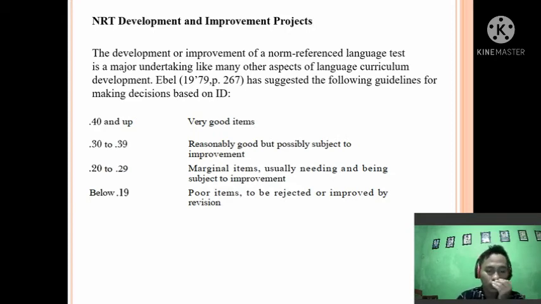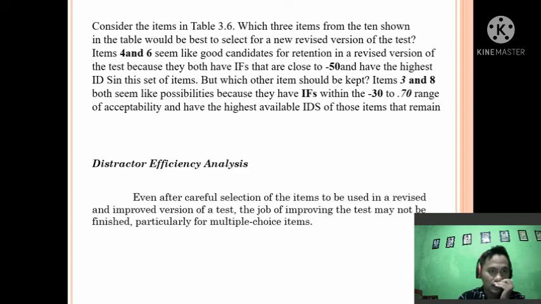Okay, the next one is the item table, Table 3.6, with 3 items. Which items from the table would be best to select for a new revised version of the test? Items 4 and 6 seem like good candidates for retention in a revised version of the test, because they both have IF close to 50% and have the highest ID. This is item four and six, but we must find other items to be kept.